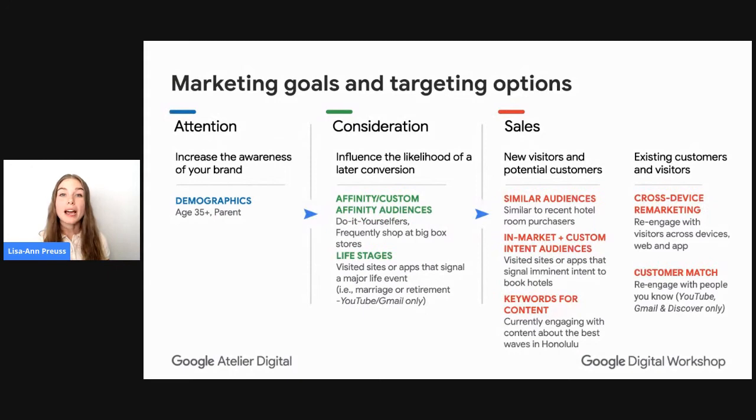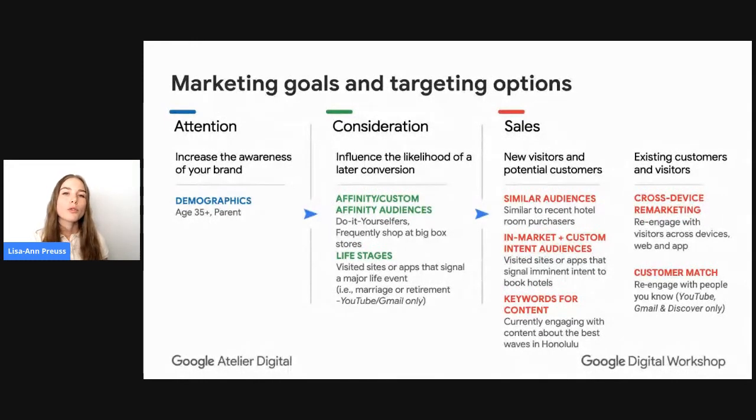Now, again, from an advertiser's perspective, you may be wondering which targeting option makes sense for you depending on a certain goal that you have. And that's why I'd quickly like to go through a couple goals and give you some tips on targeting options that make sense. So in this case, if you'd like to gain more traction, increase your brand awareness, then why not start out with some demographics? Things like age 35 and upwards, a parent.